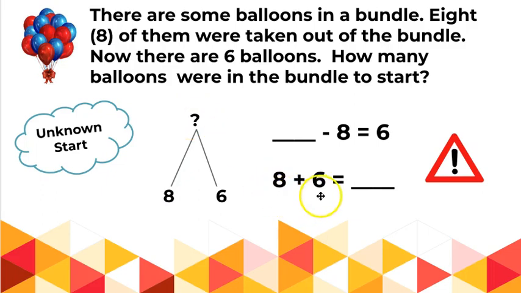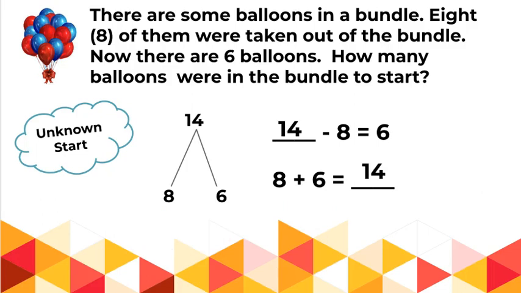So 8 plus 6, well, if you know your math facts, that should come easy. Or you can use the strategy of putting 8 in your head and counting on 6. 8, now count on, 9, 10, 11, 12, 13, 14. The answer is that there were 14 balloons in the bundle to start. And that now makes sense. If I have 14 and I took away 8, that would leave me with 6.